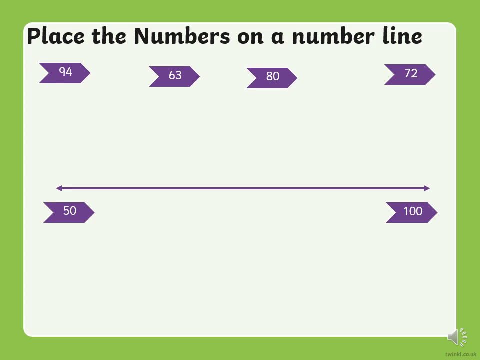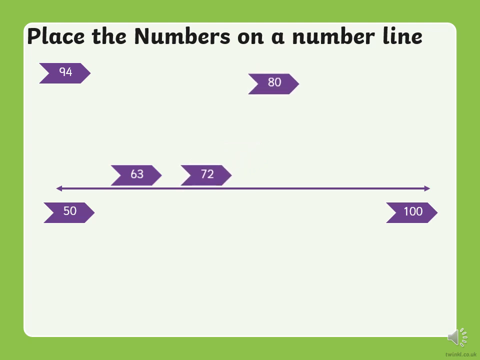Which one do you think would go next? We've got 50. What would be the number that's just up from 50? So it's going to be our next one. That's right, 63. All right, let's see what would be next. 94, oh, that's pretty high. 80 and 72. Let's try 72. And then 80, and then 94. Okay.